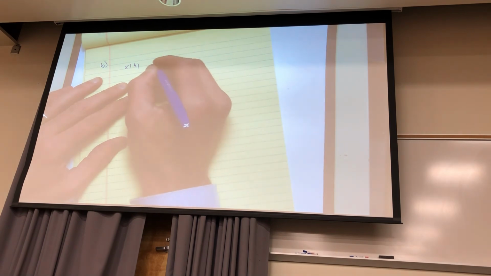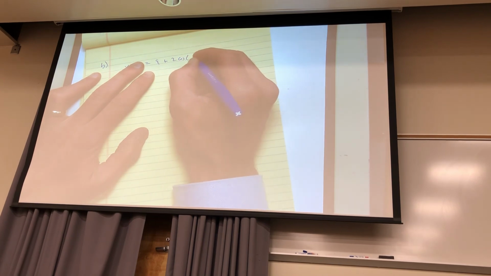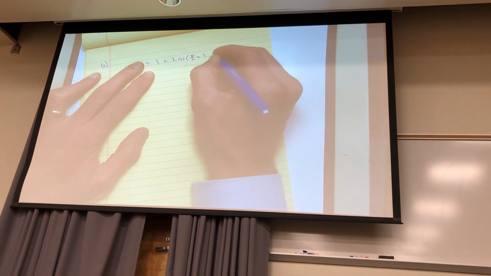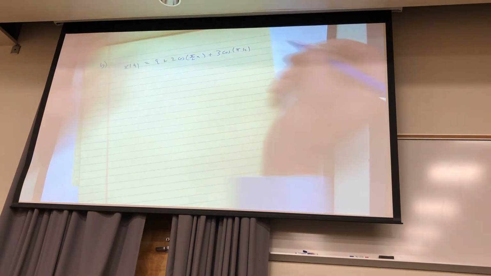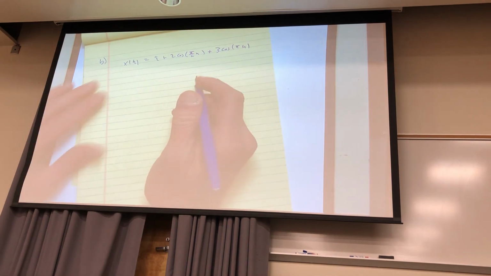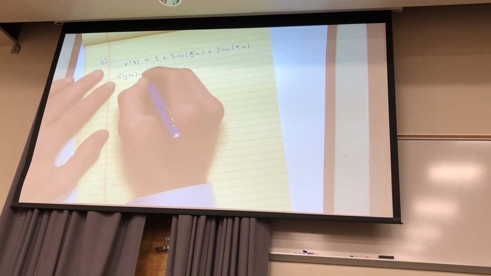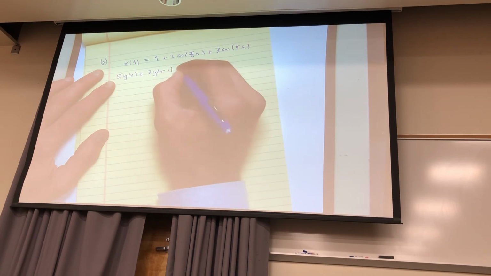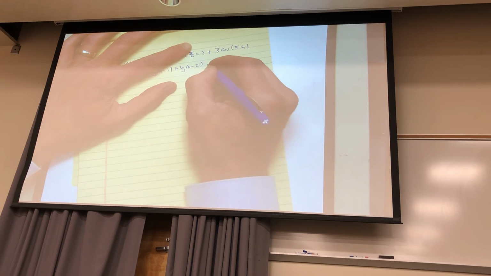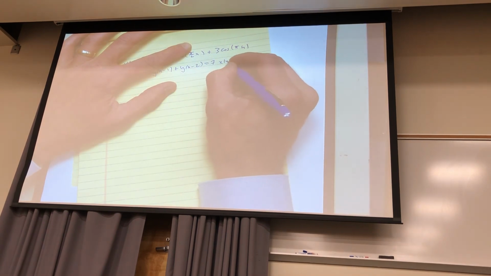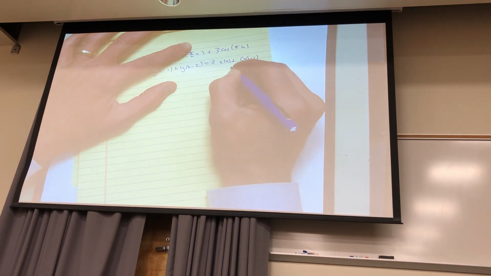For this one, I have x of n equals 9 plus 2 times cosine of pi over 2 n plus 3 times cosine of pi n, right? So that's the input. And this is my filter that I have. I have 5 times y of n plus 3 times y of n minus 1 plus y of n minus 2 equal to 7 times x of n plus 6 times x of n minus 1 minus x of n minus 2.